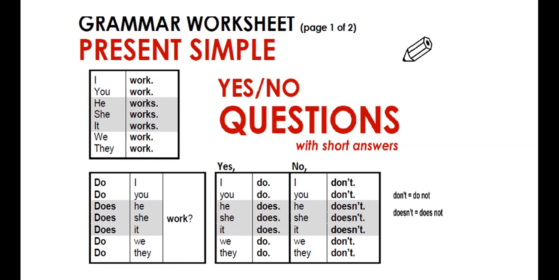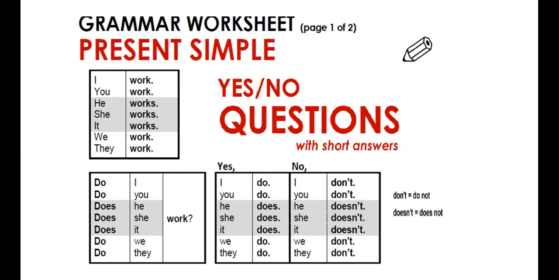trabajan. But if I want to elaborate a question, what I have to do is to use the auxiliary do, and auxiliary does. Vamos a utilizar el auxiliar do y does. Este verbo por sí solo significa hacer, ¿verdad? También funciona como verbo principal. Pero en esta oportunidad lo vamos a utilizar como auxiliar de otro verbo para hacer una pregunta.